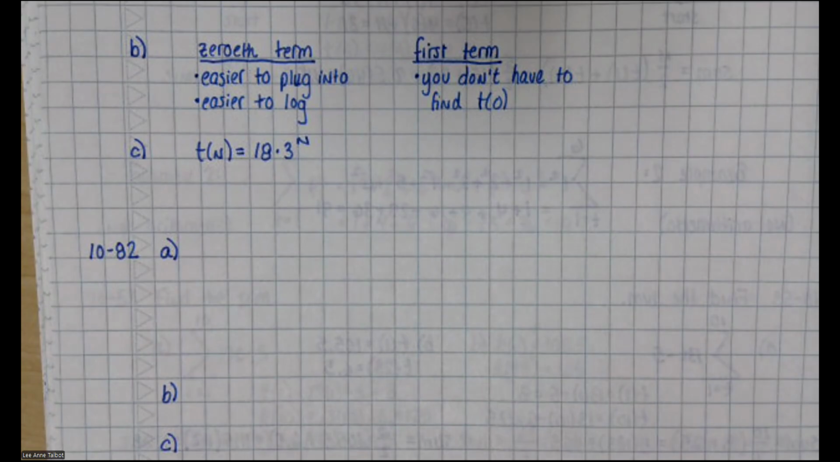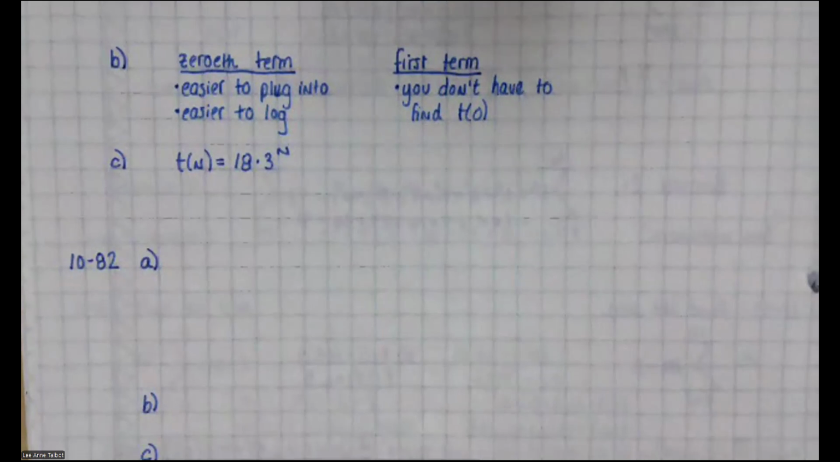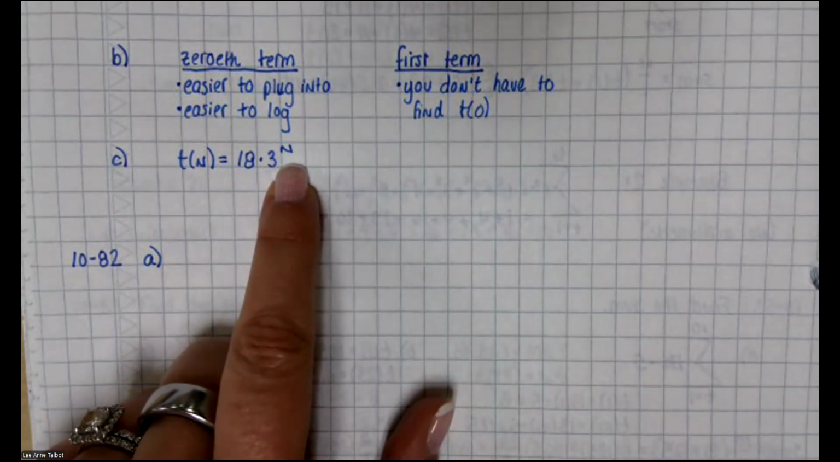Okay, now I have a very important question. For C, is this equation using term 0 or term 1? Term 0. How can you tell? Exactly. So it's just plain n in the exponent. So that means that it's term 0.